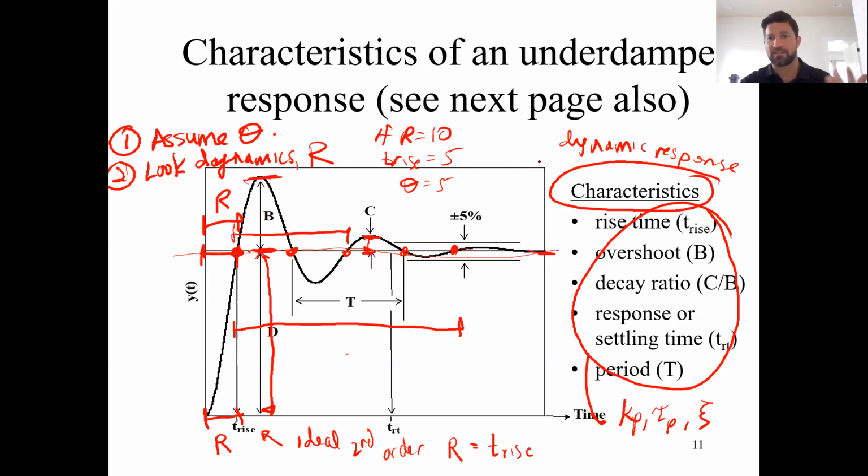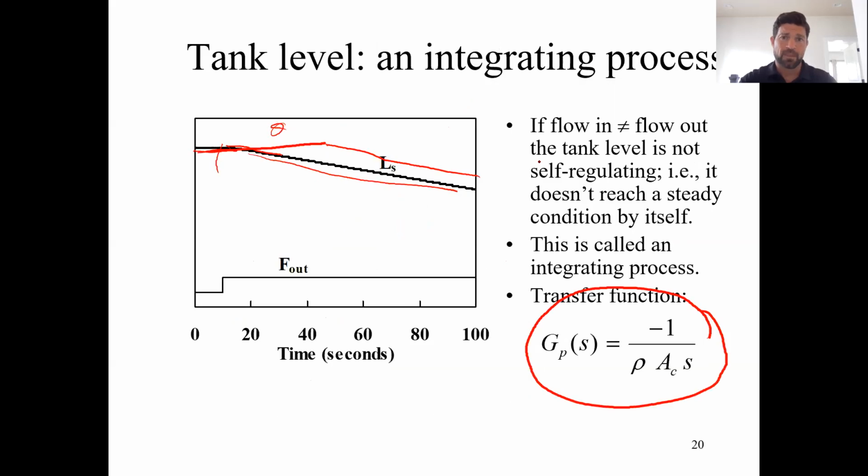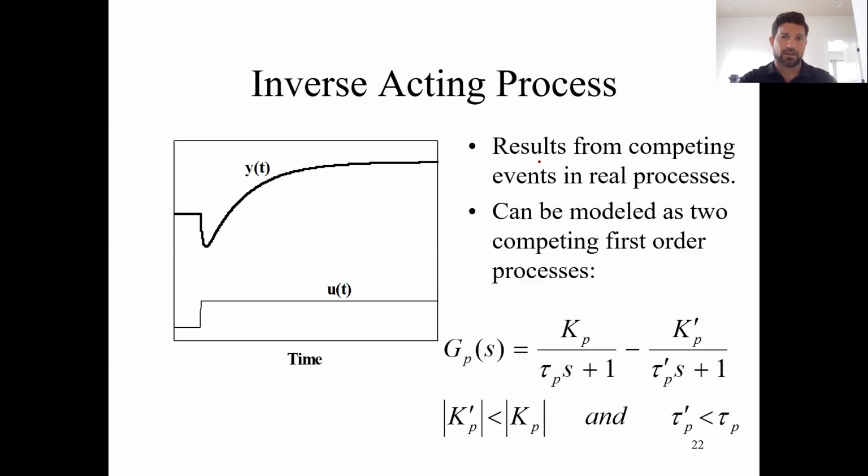So that completes the number of models that we can look at. This isn't an actual model, but a discussion that sometimes we might have an inverse acting process that we have to model. If we have a process that's inverse acting, it's going to show up looking something like this. At time equals 0, the process initially responds negatively and then it responds positively.